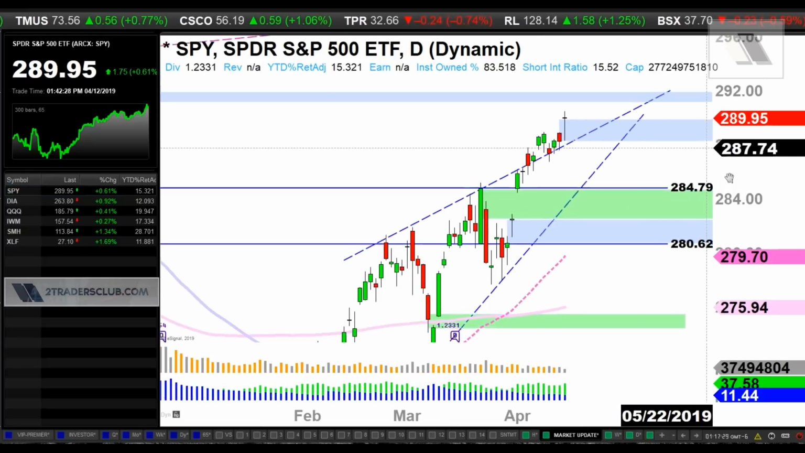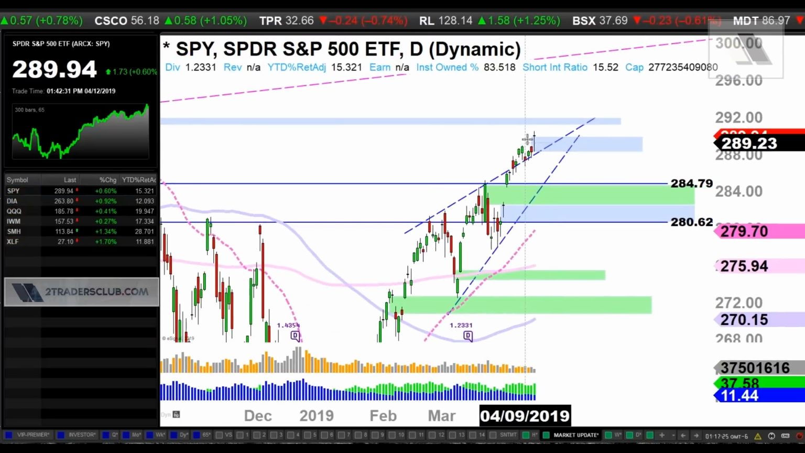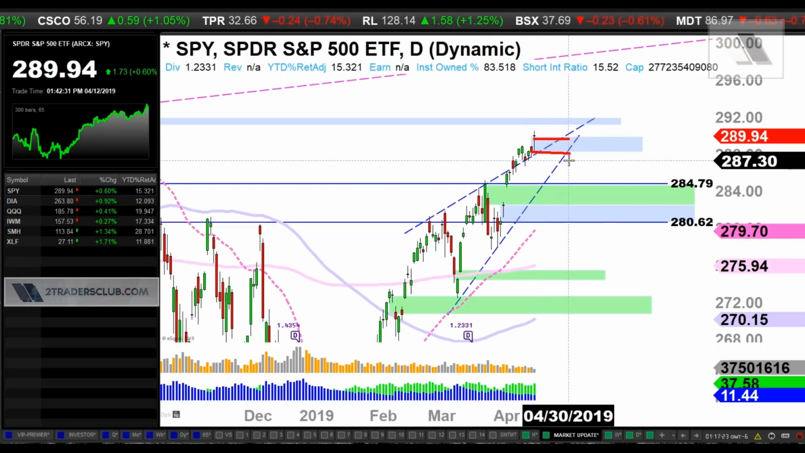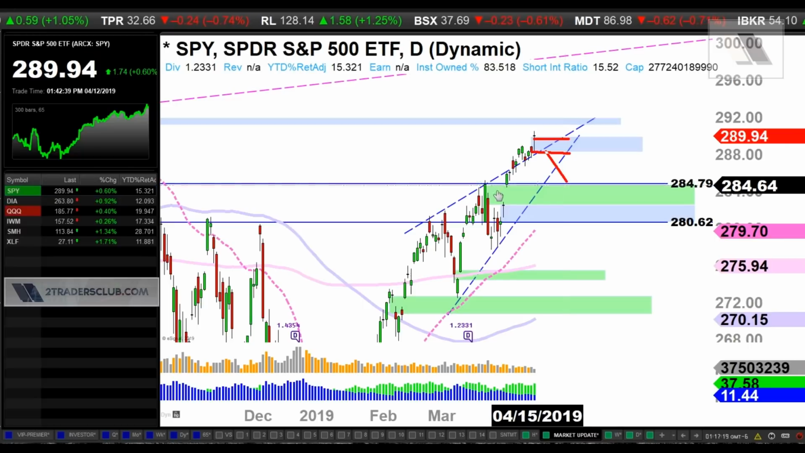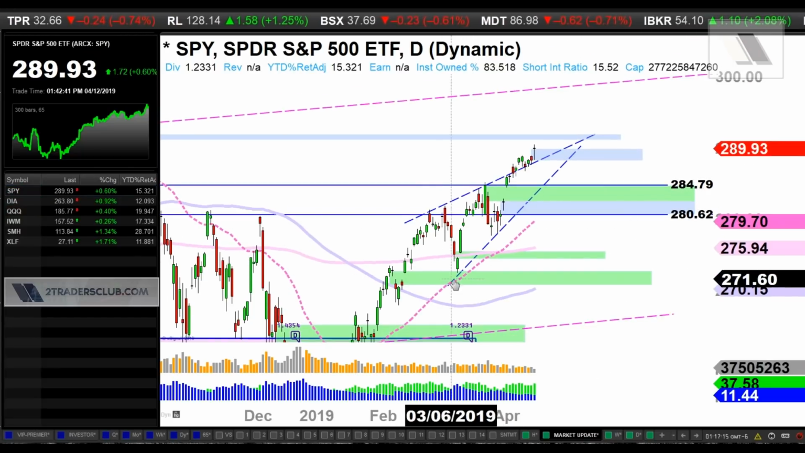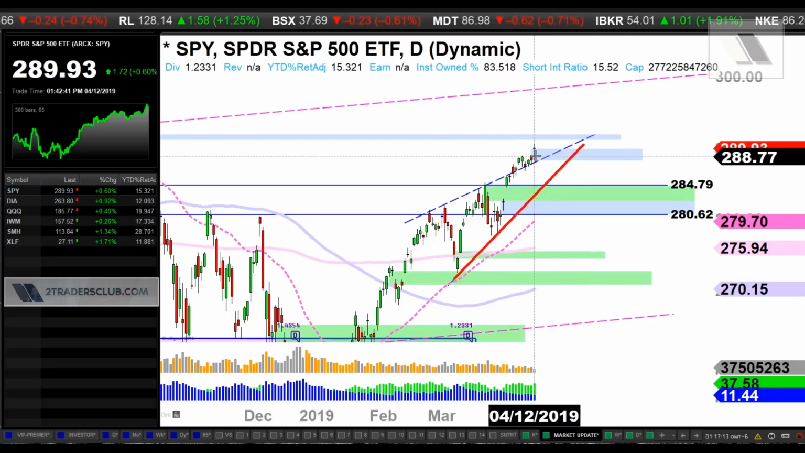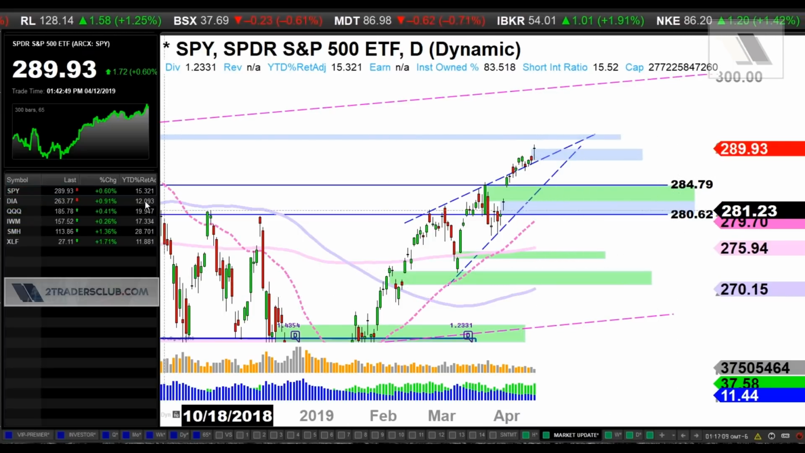If bears really want to bring this thing down to 284, like I said earlier, you want to see bears gapping it down, make it into an island top, and then bears want to come down and retest 284, which is also coinciding with that rising wedge area, which is at 284. So those are the levels to watch going into next week.